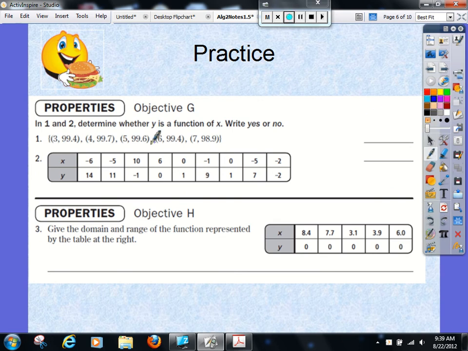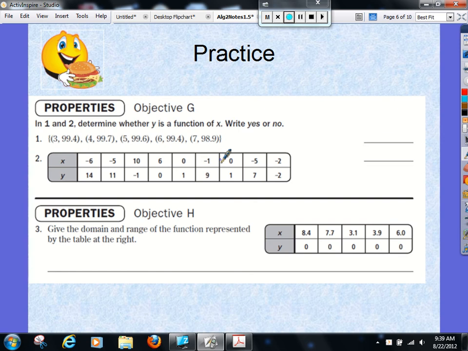Okay, determine whether y is a function of x. This is review. Does y depend on x, which means that x would be the independent. That is what you check. You check the x. What am I checking for? We're checking for repeats. Independent. Okay, so I'm checking the x for repeats. 3, 4, 5, 6, 7. No repeats. So is it a function? Absolutely yes.